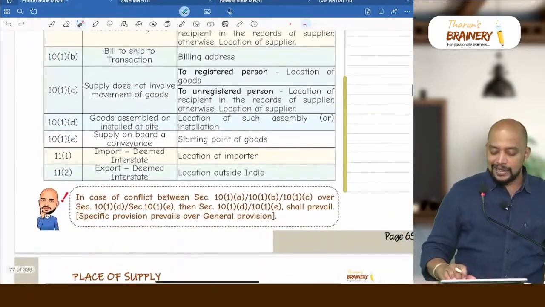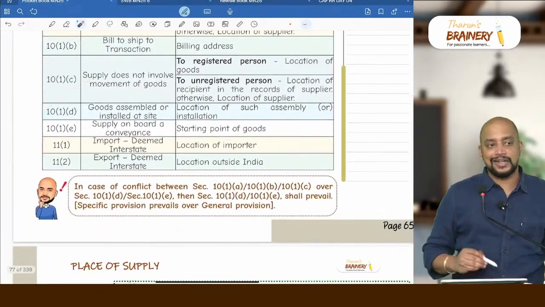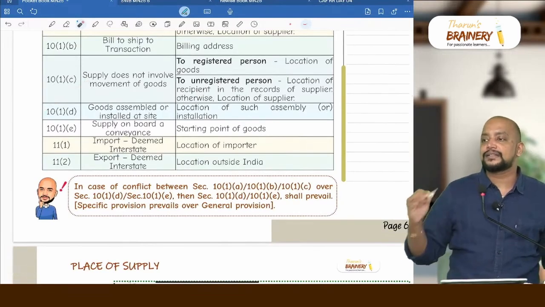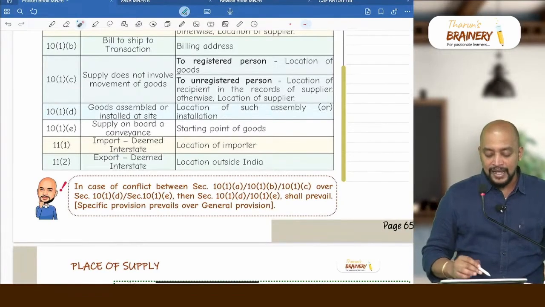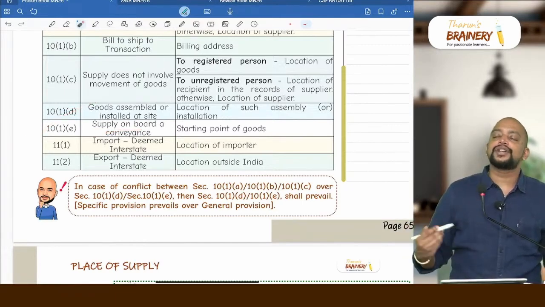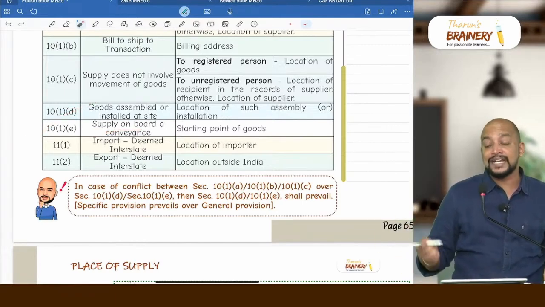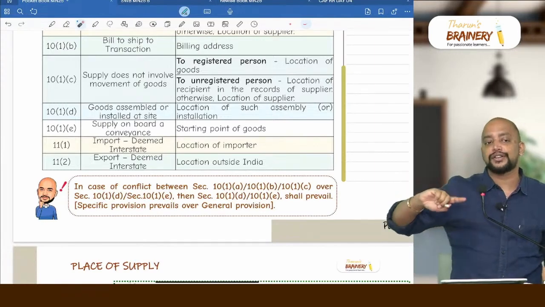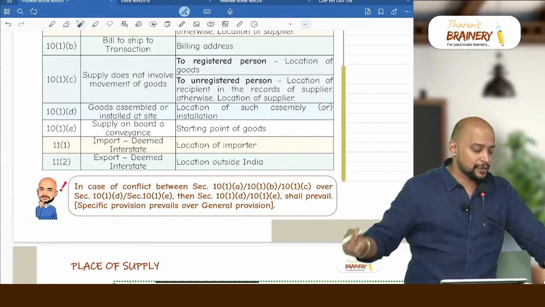Now, 10(1)(d), goods assembled or installed at site. The location where it is assembled or installed will be taken as the place of supply. And 10(1)(e), supply of goods on board a conveyance. So, during the journey when the goods are being sold, we need to take the starting point of the goods, the location where the goods are loaded or boarded, that should be taken.